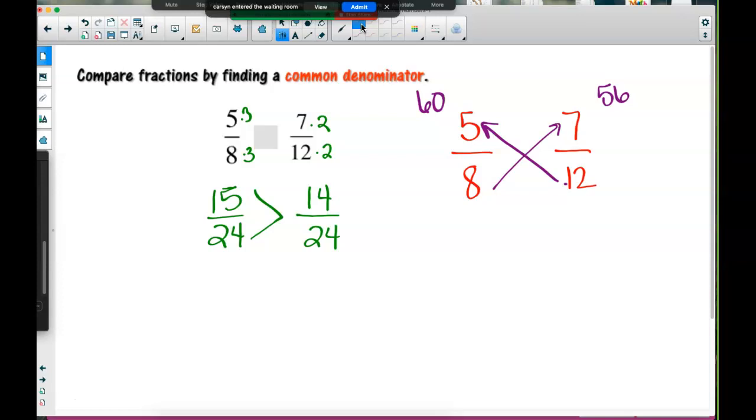8 times 12 is 96. You're really finding a common denominator of 96. Because 8 times 12 is 96, 5 times 12 is 60.